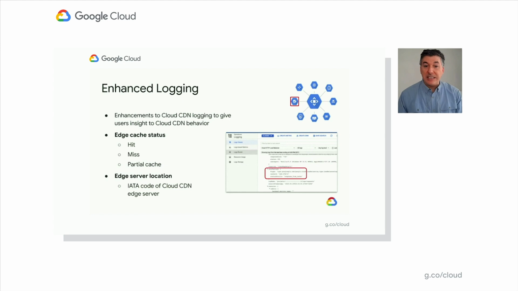The other enhancement that was recently released inside the log lines is the IATA code of the Google Cloud CDN edge server that did the delivery. The IATA code is a 3-character code, sometimes referred to as the airport code of where that Google Cloud CDN edge server actually resides. So the idea behind this is you have some visibility as to how Google is actually delivering your content to end users. Now, mind you, this is not the actual destination of where the end user is located. This is merely the edge server that was used to fulfill that specific edge request.